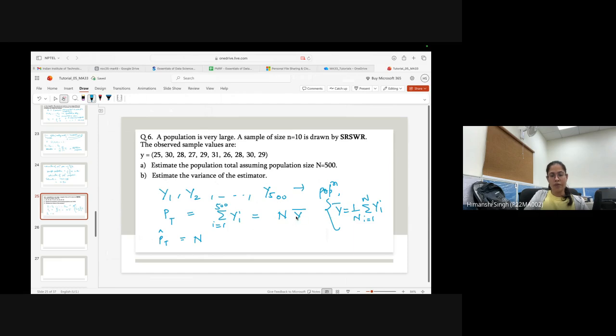So if I want to estimate this capital Y bar by this sample, I know that small y bar is the unbiased estimator of capital Y bar. So I will use this y bar here. So this PT hat is an estimator of PT. In fact, it is an unbiased estimator.